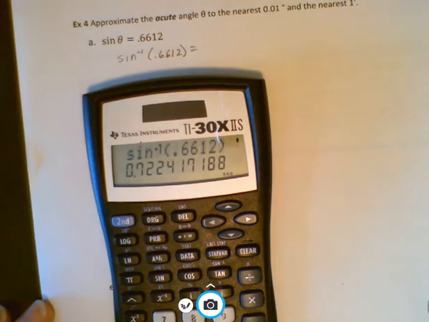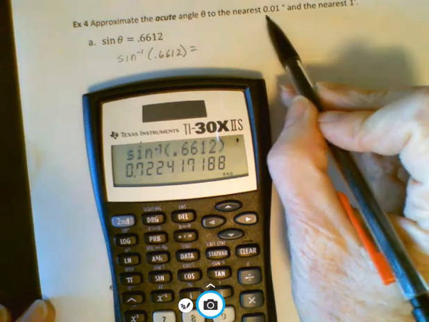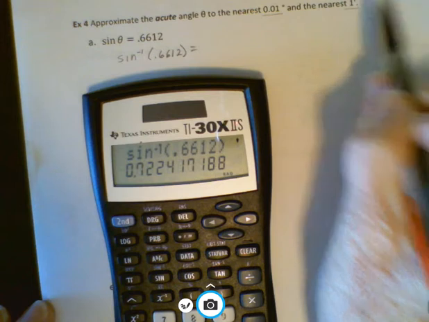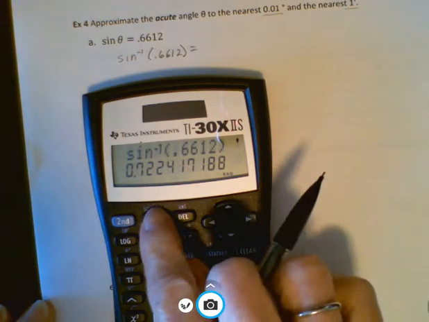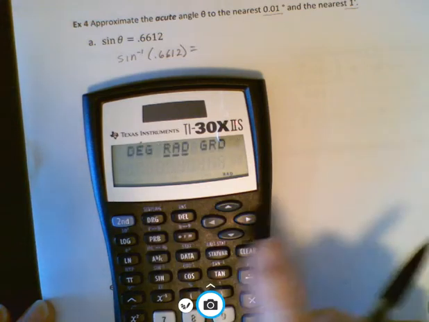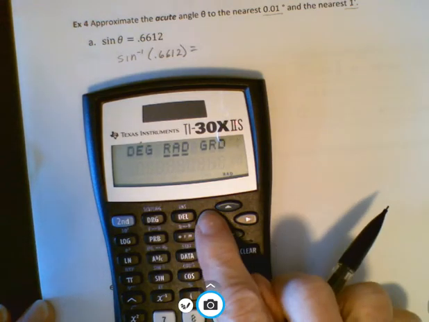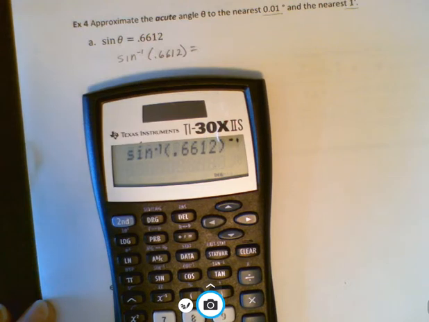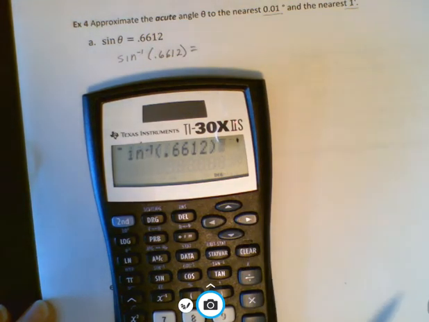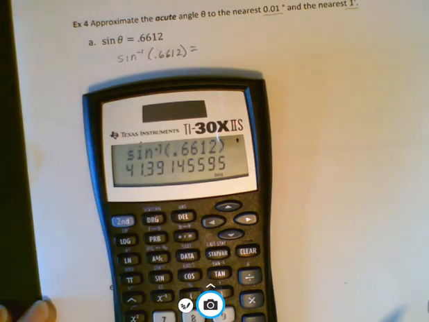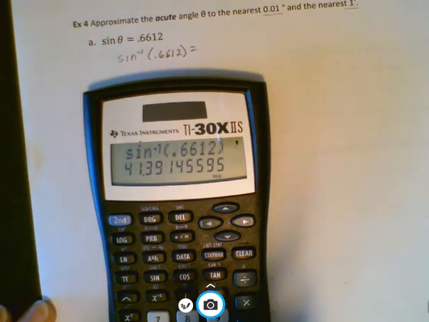We didn't get the right answer because we have to have this in the right mode. What mode are we supposed to be in? Degrees. I didn't check my mode, and I can tell right now it's not correct. Let's go back. See, it's in radians. Go to degrees and try it again. Sine is already typed in there. Aha! Now it works.